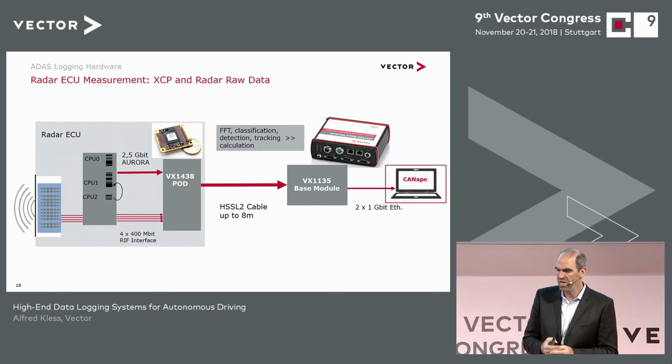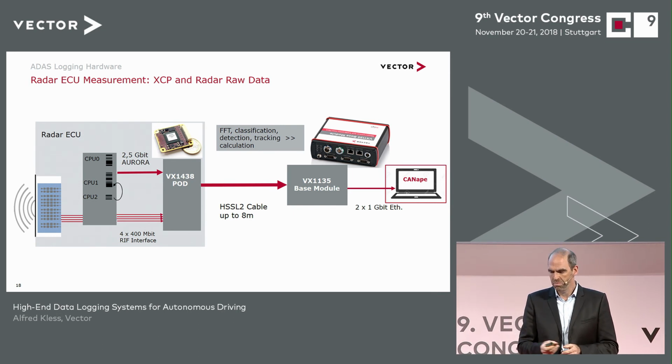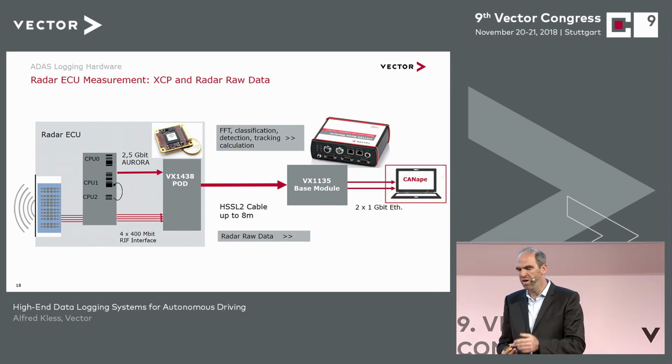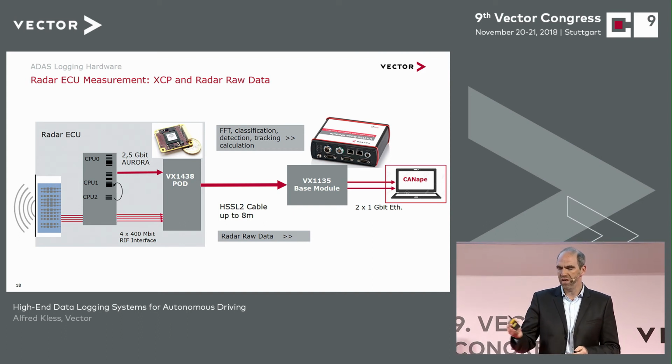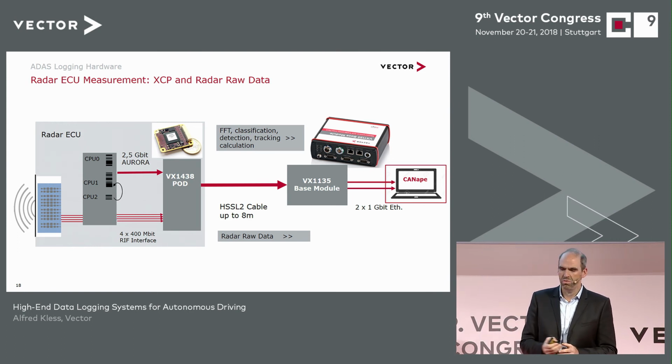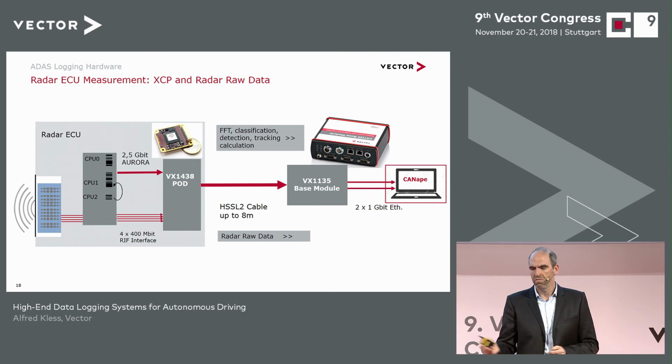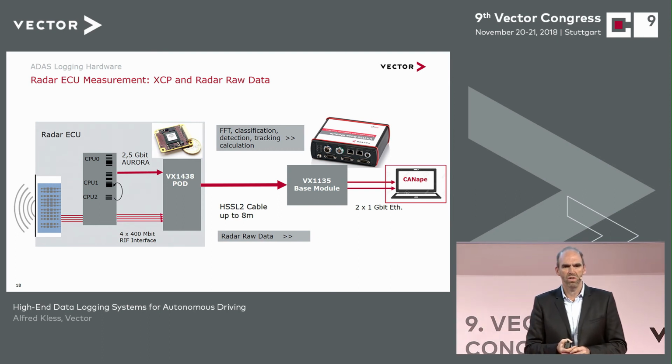So we get the FFT results, the classification, detection, and then there is a second path where the raw data interface is directly tapped, and we measure the raw data. And this, once again, can be done with one cable. It goes into a box, is edited, and then is transported onto CANape.